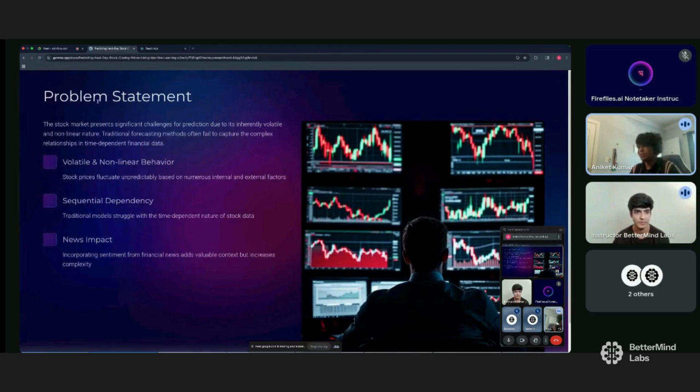So here's the problem. The stock market presents significant challenges for predictions due to its inherently volatile and nonlinear nature. And these are the three main problems. There's sequential dependency: traditional models struggle with the time-dependent nature of stock data. There's news impact: incorporating sentiments from financial news adds valuable context, but also increases the complexity. And here's the volatile nonlinear behavior. Stock prices fluctuate and they're really unpredictable. So it's a problem for other models and models in general.